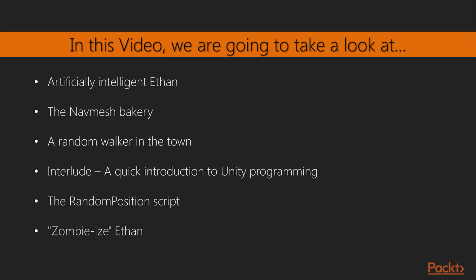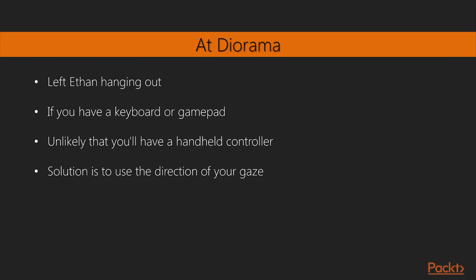In this video, we will make Ethan artificially intelligent, then we'll define NavMesh, then look at the random walker and get introduced to Unity programming, and then we will make a script for random position and will finally make our character look like a zombie. We left off at the diorama, with Ethan hanging out.